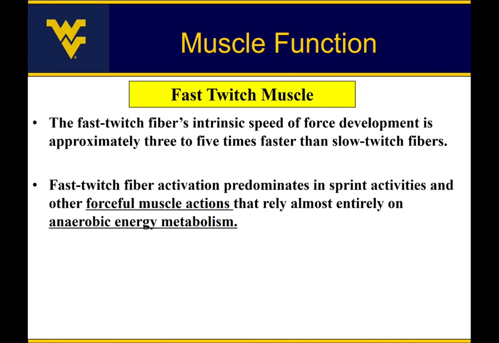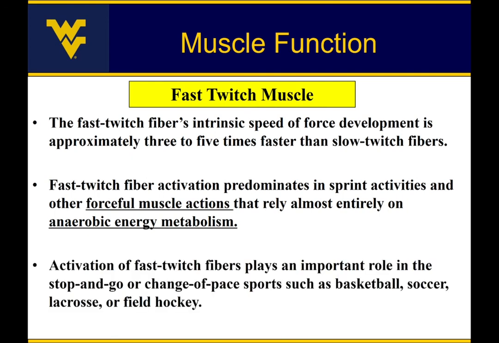Fast twitch fiber activation predominates in sprint activities and other forceful muscle actions that rely almost entirely on anaerobic energy metabolism, which means that these contractions are performed in the absence of oxygen. Activation of fast twitch fibers plays an important role in the stop and go or change of pace sports such as basketball, soccer, lacrosse, or field hockey.